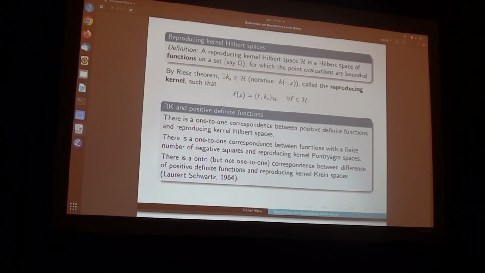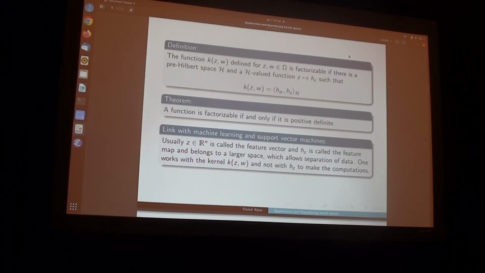Basically, for a Pontryagin space, you take a Hilbert space and a finite dimensional Hilbert space, you take a direct sum and put a minus. And there is also an interesting and important result of Schwarz from 64, that you have a not one-to-one correspondence between differences of positive definite functions and reproducing kernel spaces, where here you take two Hilbert spaces, a direct sum with the minus between the inner products. But here I focus really on the positive case.